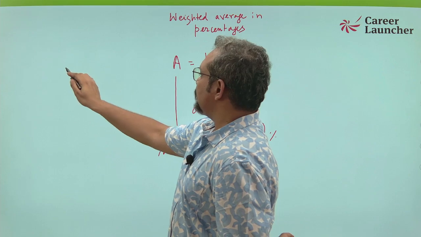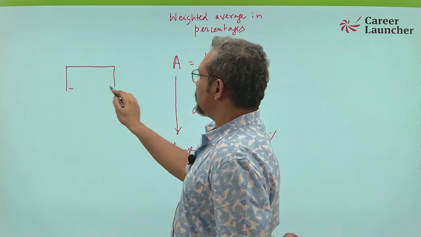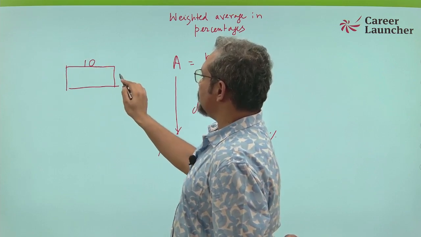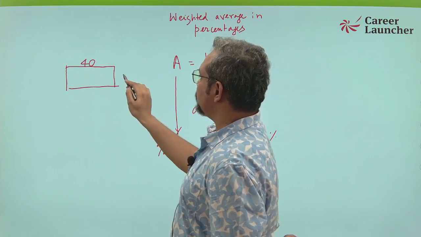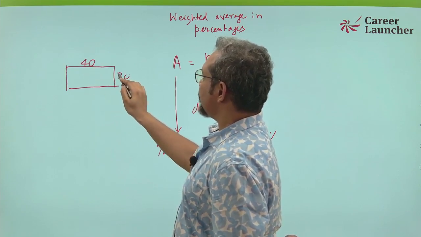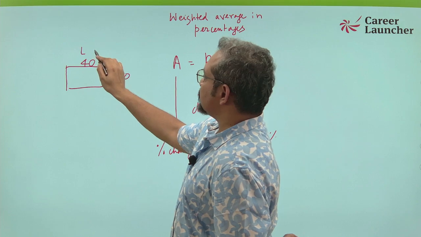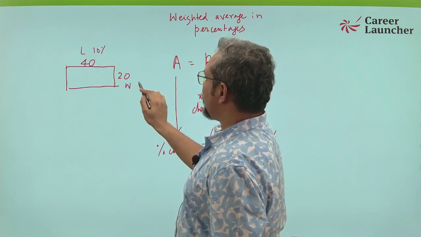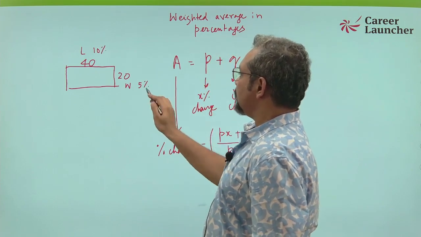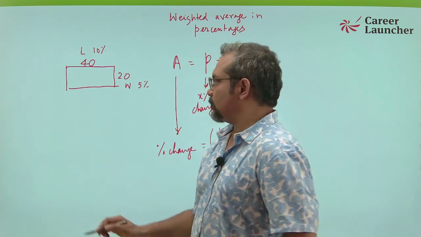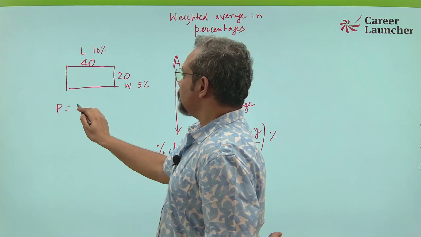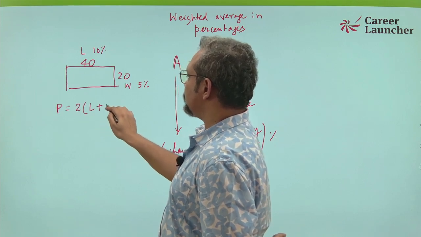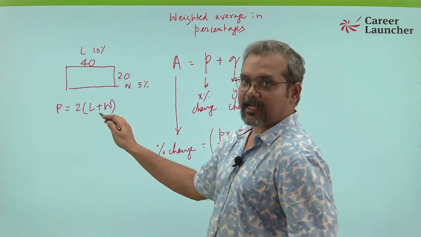Let us say you have a rectangle. The length is 40, and the width is, let's say, 20. Here the length increases by 10% and the width increases by 5%. What is the percentage change in the perimeter? As you know, perimeter is 2 times the length plus the width. This thing is getting added.